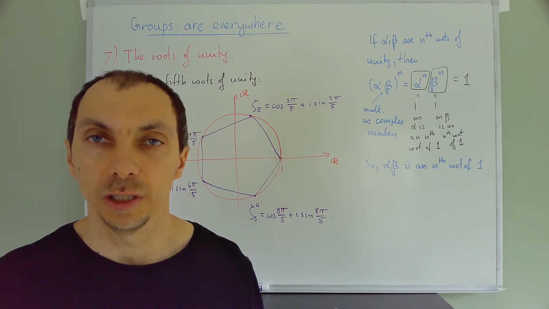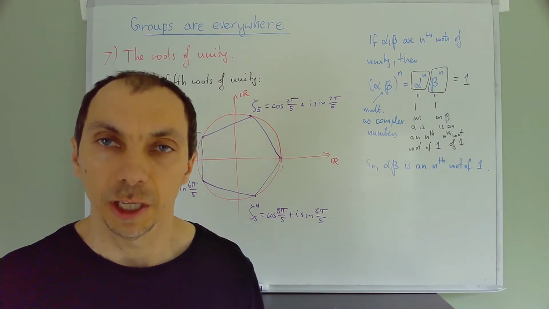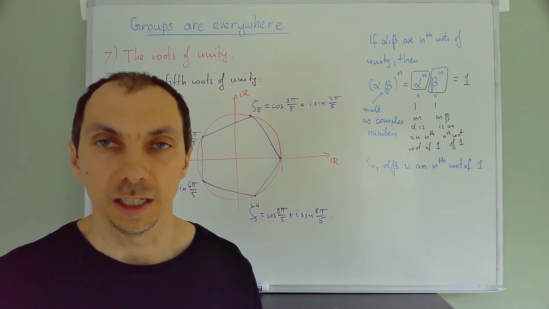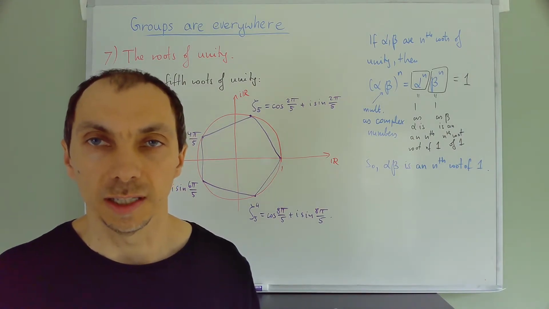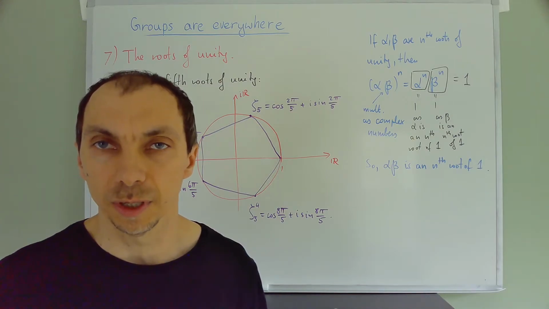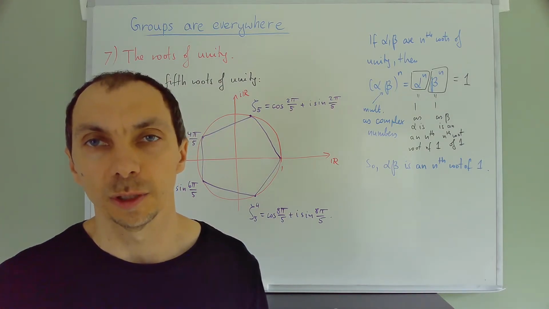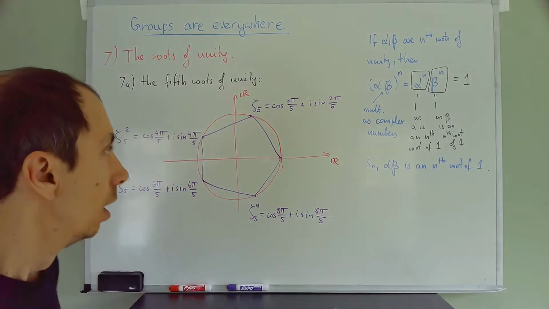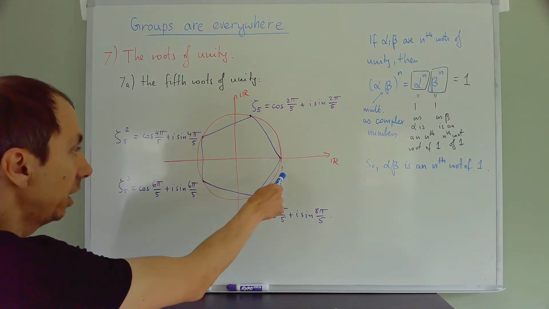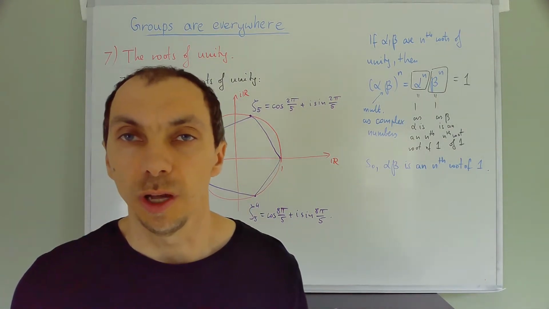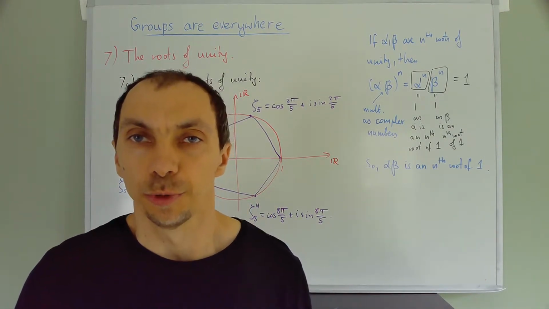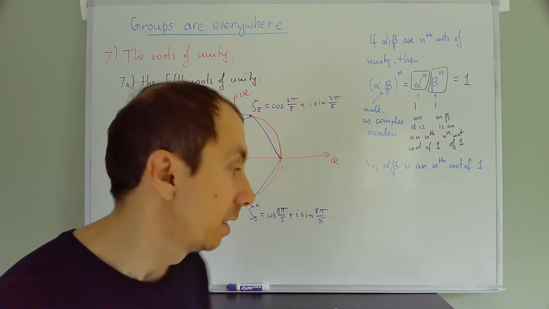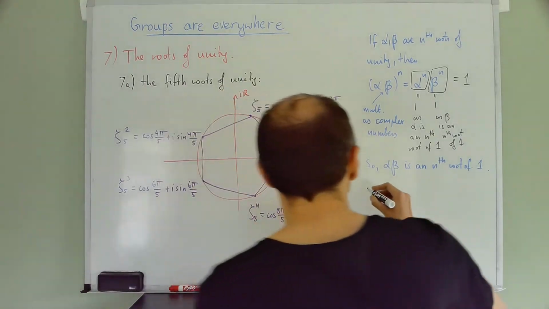Is the multiplication associative? Well, it's a multiplication of complex numbers, so it is associative. Is there an identity? Yes, 1 is the identity for multiplication of complex numbers. It's also the identity for multiplication of fifth or nth roots of unity. And it is a fifth root of unity. 1 is a fifth root of unity, 1 is a cube root of unity, 1 is an nth root of unity for any n. So 1 is the identity here.